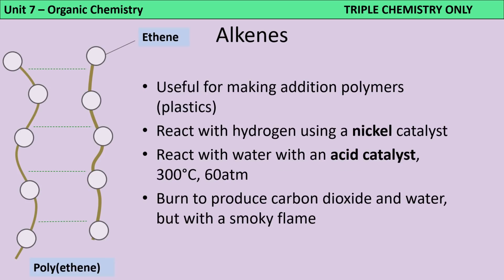You also need to know a little bit of information about the reaction of alkenes. Firstly, they're useful for making addition polymers, including a lot of important plastics like polythene and polypropene and polybutene. They can be converted back into alkanes by hydrogenation using a nickel catalyst. They also react with water with an acid catalyst at 300 degrees C and 60 atmospheric pressures in order to make alcohols. And finally, they can be burned as fuels to produce carbon dioxide and water, but they have a smoky flame, so they're less good as fuels than alkanes are.